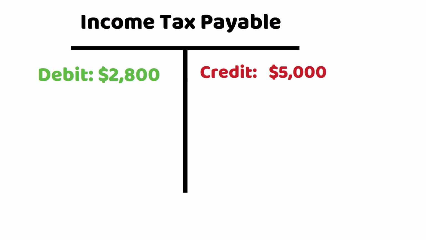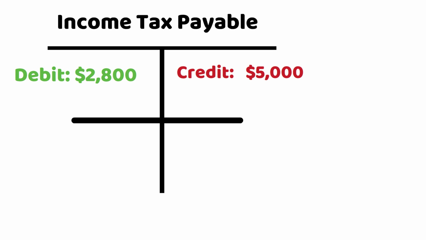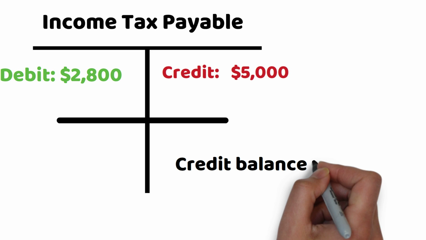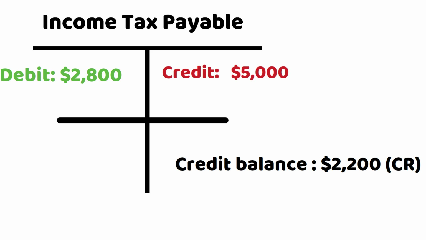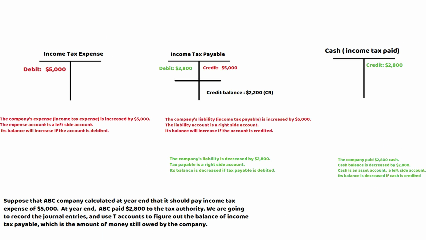So now let's take a look at the T account of the income tax payable. We compare the left side and right side. We conclude the credit balance should be $2,200. So at the end of the day, now the company is owing $2,200 to the tax authority.